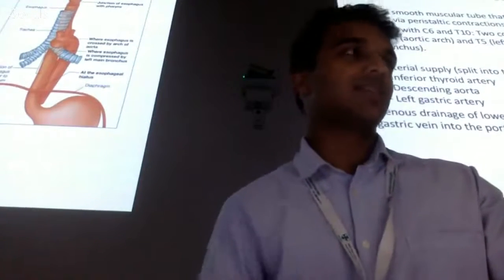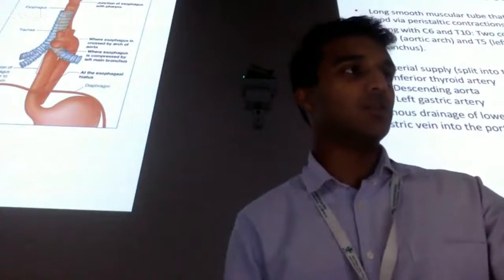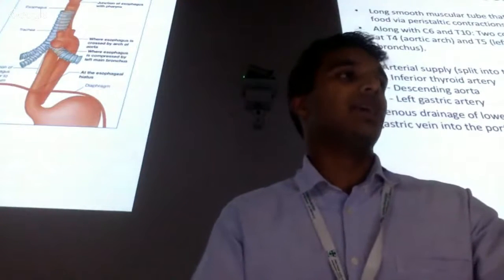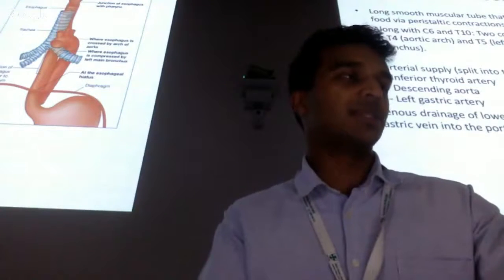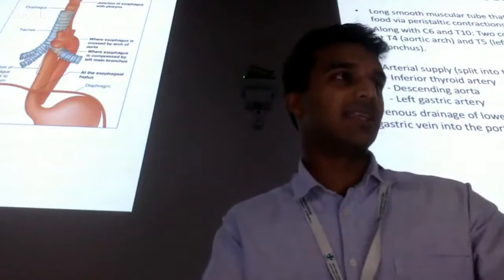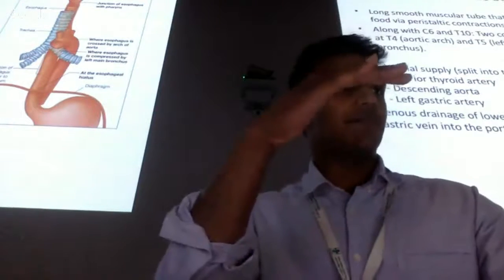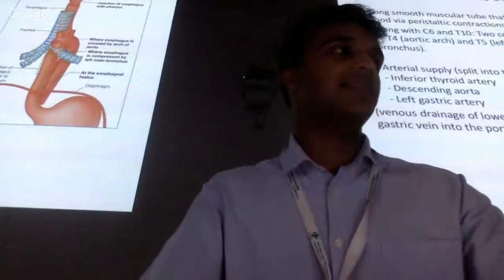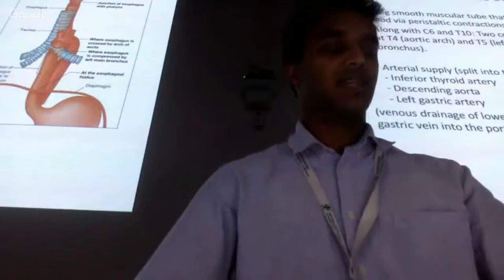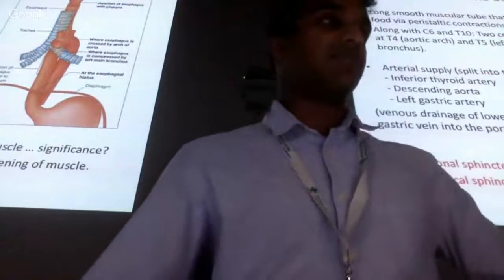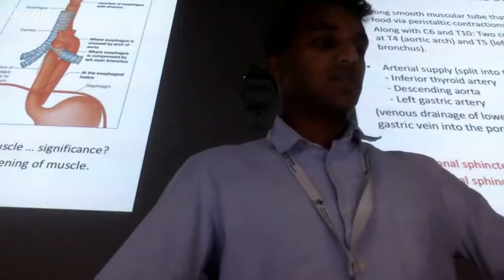So the esophagus, obviously a long muscular tube involved in peristalsis. There are 4 major constrictions. It's C6 and T10. So C6 with the pharynx, T10 when it passes through the diaphragmatic hiatus, and then T4 and T5 as well. There's the arterial supply, but I guess the relevant part for today is looking at the sphincters. So there are 2 sphincters.